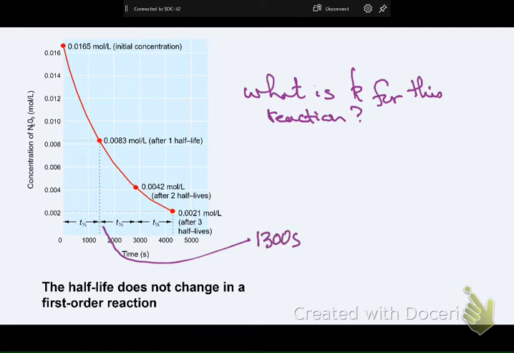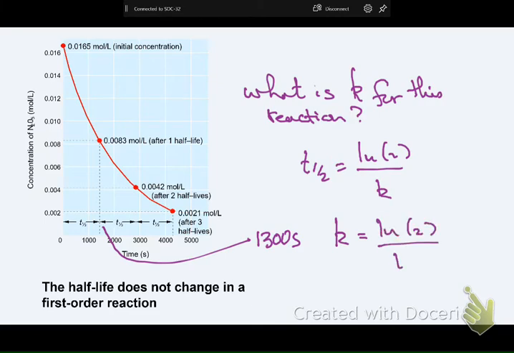If you want to get a little bit closer, you could estimate for like 4 or 5 half-lives and divide by 4 or 5. Okay, that's about 1,300 seconds. So K, I know that T1/2 is equal to the natural log of 2, which is that number which I can never remember, divided by K. So K is going to be equal to the natural log of 2 divided by T1/2. And I can just calculate that value.